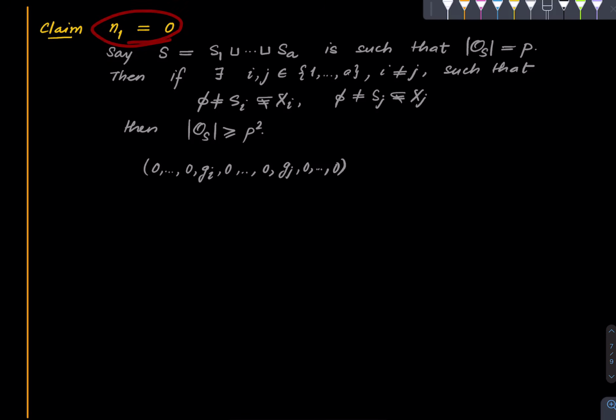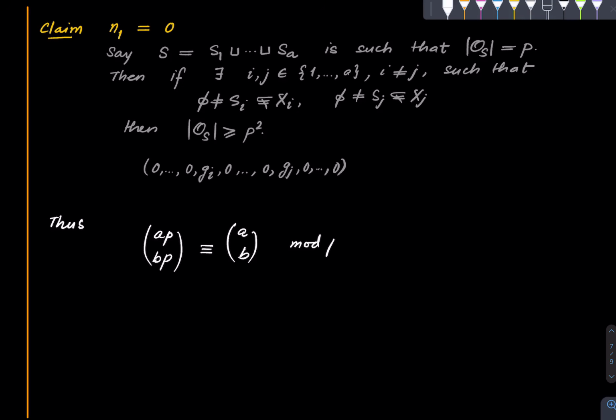So this turns out to be 0, and thus we get AP choose BP is congruent to A choose B modulo P square. So using the machinery of group actions, we established something so interesting, purely number theoretic.